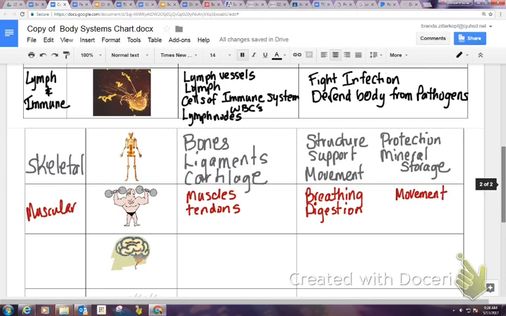There's one more system, though, that we've talked about this semester that wouldn't even be happening without a muscle. Cardiac. So we've got the circulatory system and cardiac muscle.